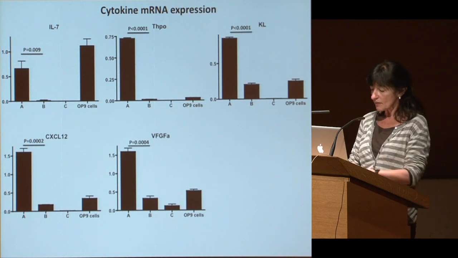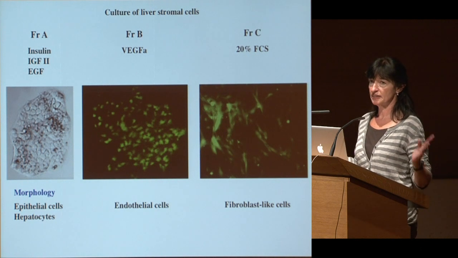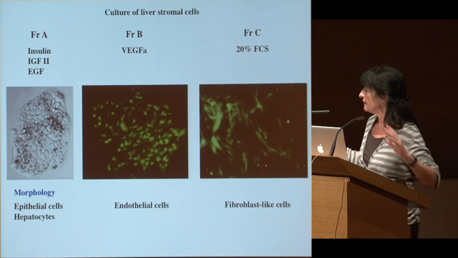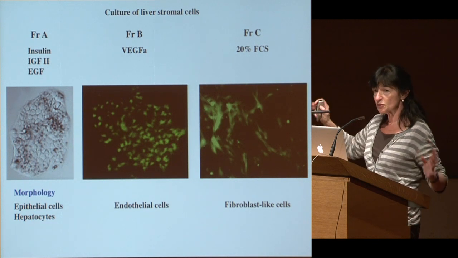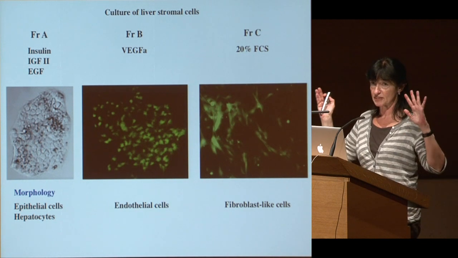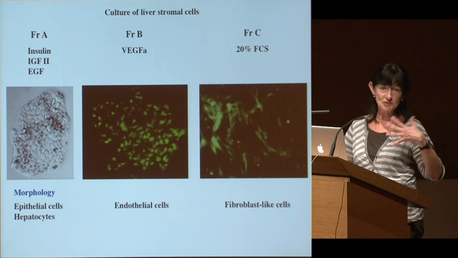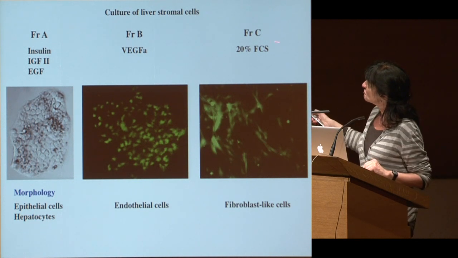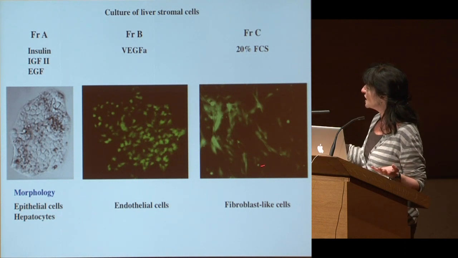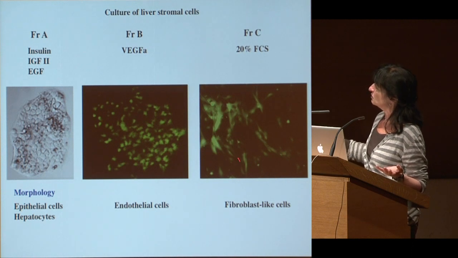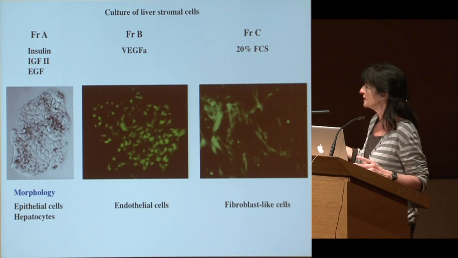Okay, so the next thing we did was, can we grow those cells in any possible way? Can we expand them? So we took fraction A, fraction B, and fraction C again. So this comprises all the hematopoietic negative compartment of the fetal liver, and we tried different ways to grow them. So the fraction C grew in 20% FCS normal medium and gave rise to cells with this look. They look like fibroblasts. They look like any stromal cells. They look like mesenchymal cells, basically.